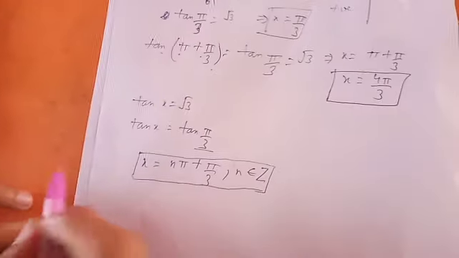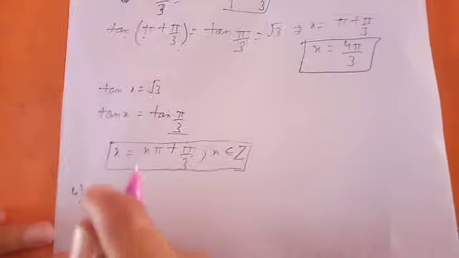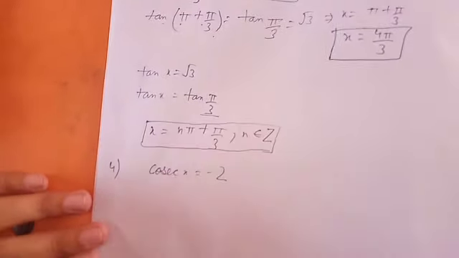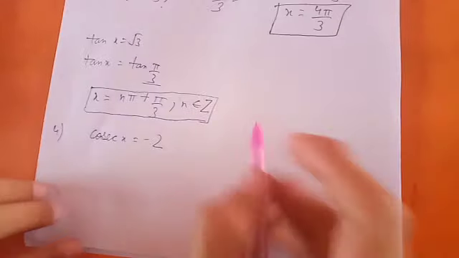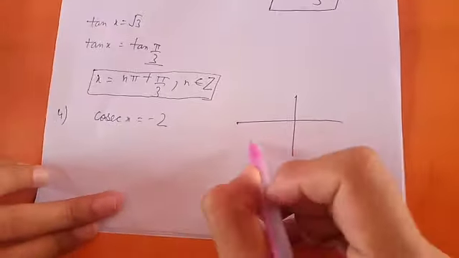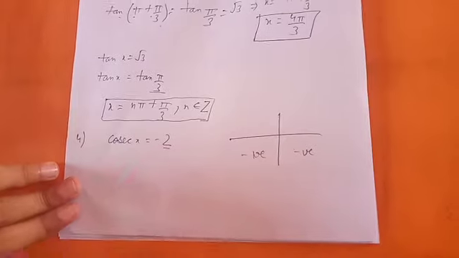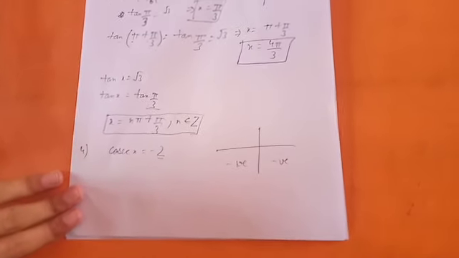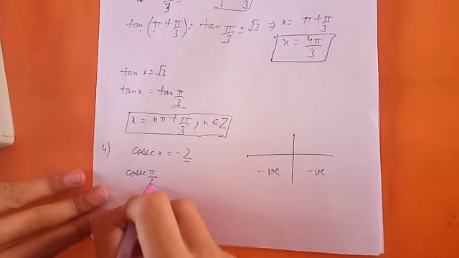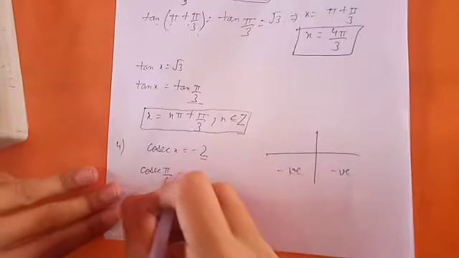I can solve question number 4. In this also we have to find principal and general solutions. That is cosec x is equal to minus 2. Cosec x, now we know cosec is negative in third quadrant and fourth quadrant. So how we can do that? At what angle is cosec equal to 2? That is cosec pi by 6. Pi by 6 means 30 degrees. Cosec pi by 6 is equal to 2.